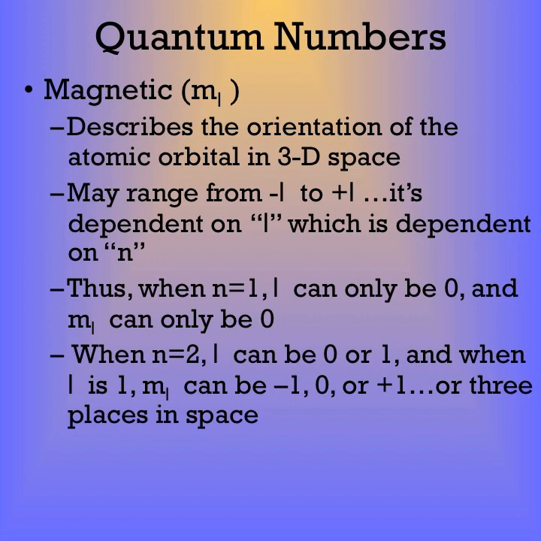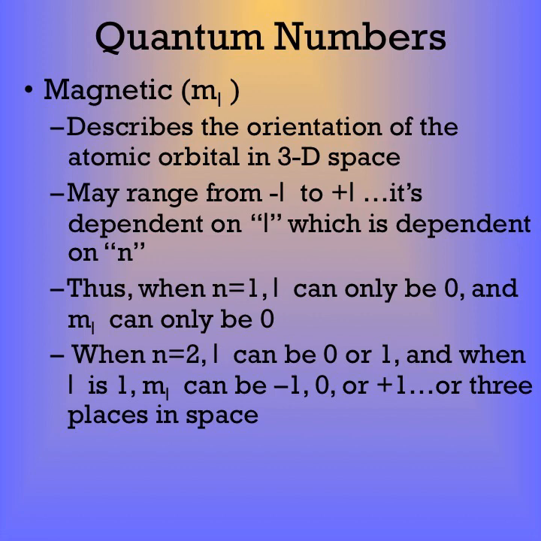So what we are stating is getting more and more specific. We're saying where relative to the nucleus the electron lives, within that distance from the nucleus, what pathway does it take? Within that pathway, what orbital or house does it live in? The M sub L value may range from negative L to positive L. It is dependent upon L, which means within each pathway we have a certain range of what M sub L can be.